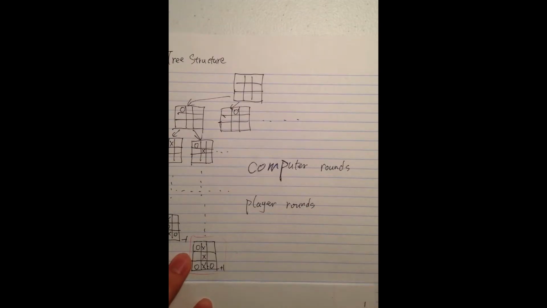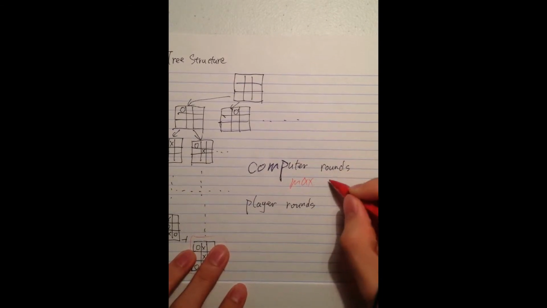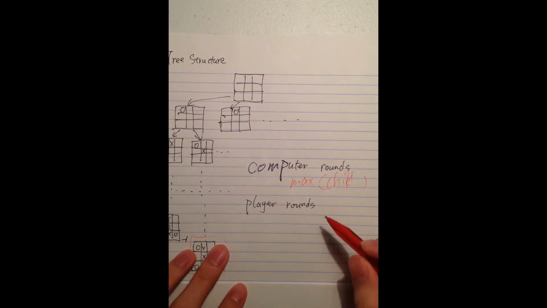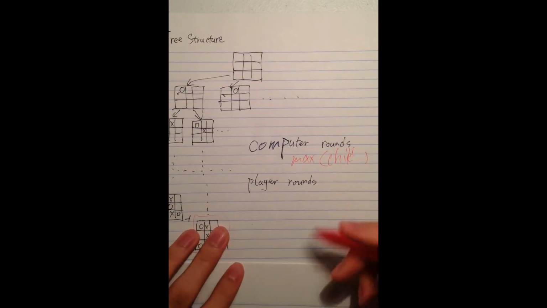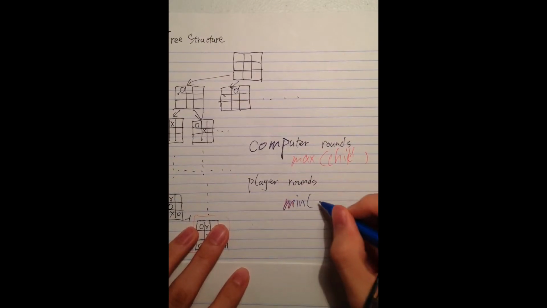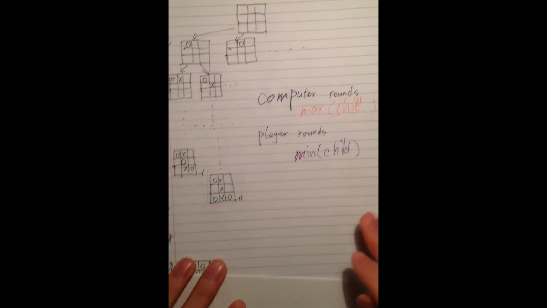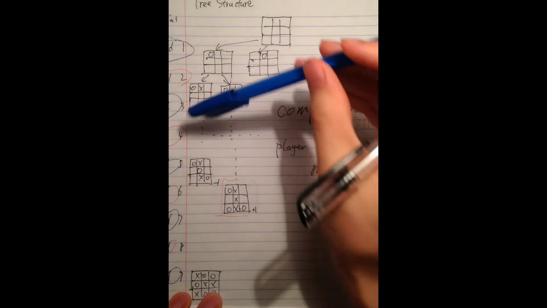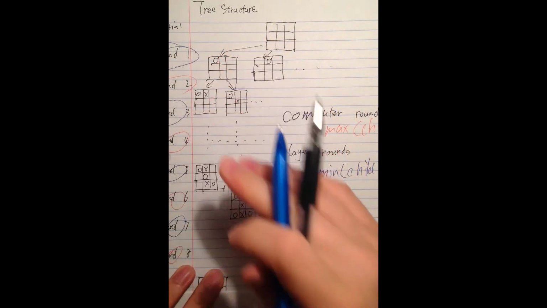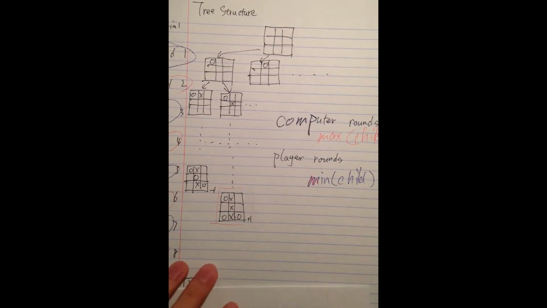So for computer rounds, we need to return the max result from all its children. And for player rounds, we assume he also plays the best role, so this time we need to return the minimum result from its children. By this method, we build this min and max tree and decide which result we can get. And this is more like the recursive way people think.